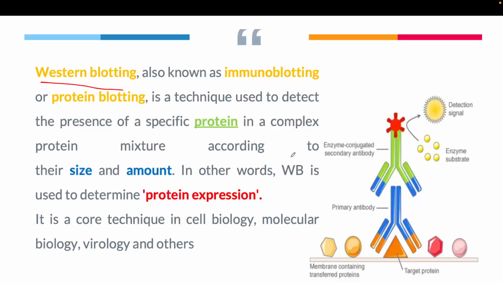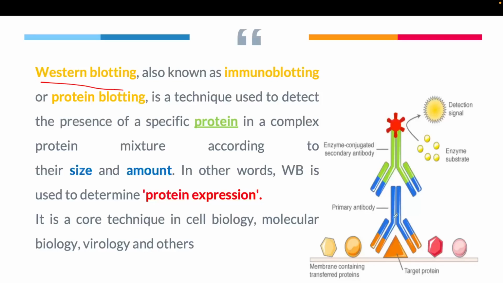Unlike Southern blotting and Northern blotting, here you are not using any kind of probe to detect the protein. Here you are using another protein, which is an antibody. Suppose this is your target protein. To detect this protein, you have to add an antibody instead of the probe.